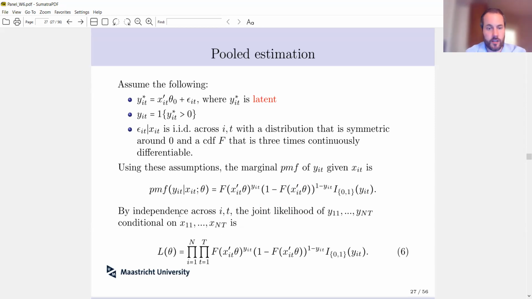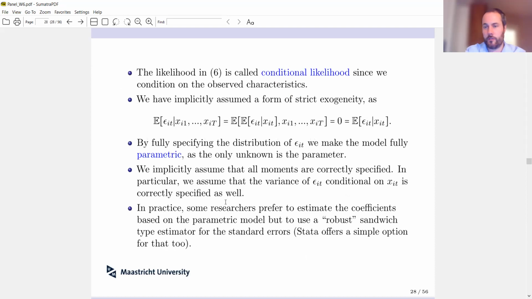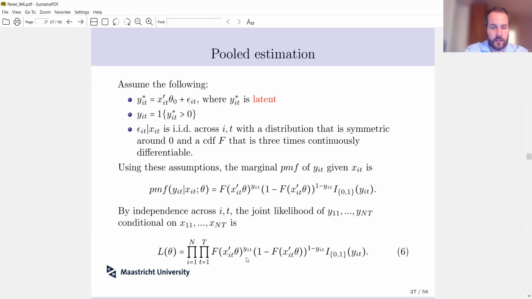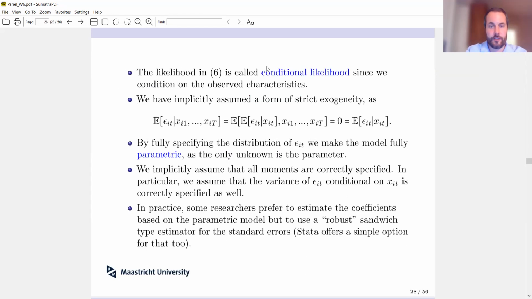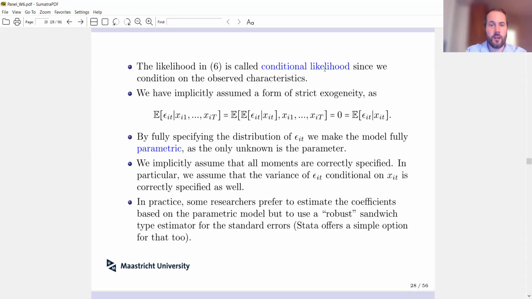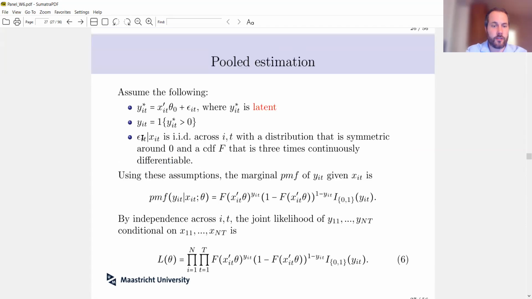By independence across i and t, we just calculate the joint likelihood. It's the same thing always. The only thing that we add are these two products here. However, we would look at the log likelihood whenever we maximize anyway. So notice that this likelihood here is a conditional likelihood. That's what I say here, because we are making a conditional distributional assumption. We make an assumption on the distribution of epsilon conditional on the X_it's.